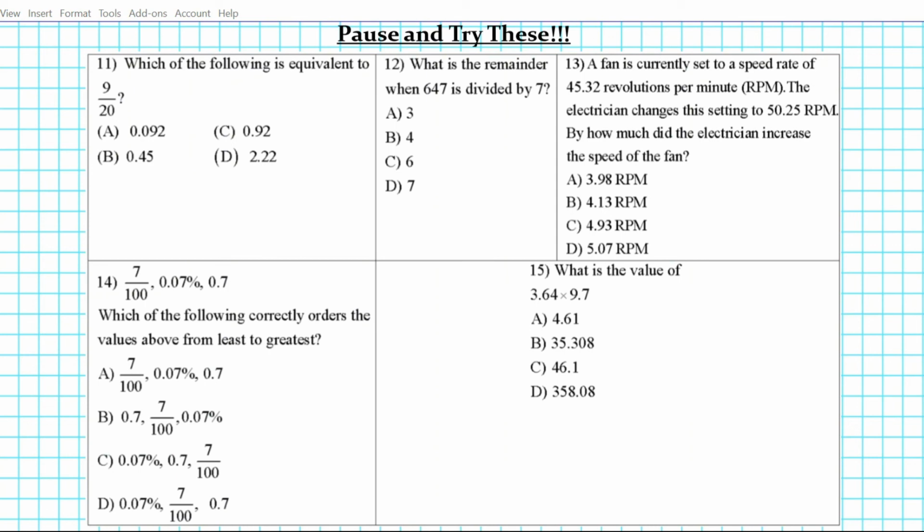Welcome back. Hopefully you had a chance to try out the practice problems. Now these are the answers to practice problems 11 to 15. Number 11 is B, 12 is A, number 13 is C, number 14 is D, and number 15 is D. Alrighty, so those are the answers. Oh, I'm sorry, number 15 is actually B, not D.